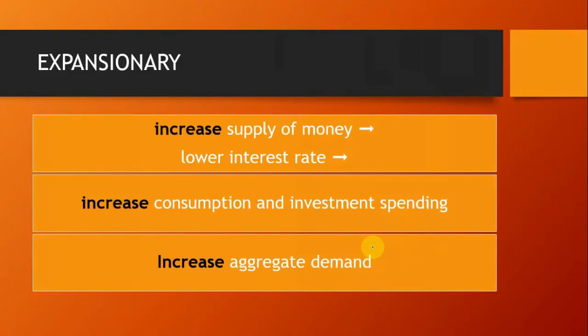In a nutshell, when the central bank increases the supply of money, it will lower the interest rate, which will lead to a lower cost of borrowing money, and it will encourage consumers and firms to increase their consumption and investment spending, and therefore will increase the aggregate demand, and aggregate demand will shift to the right.